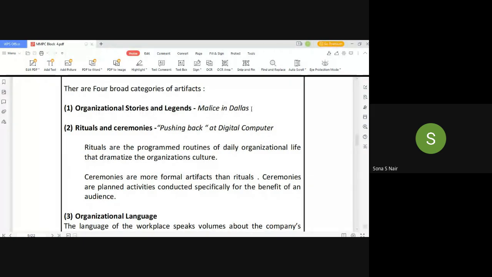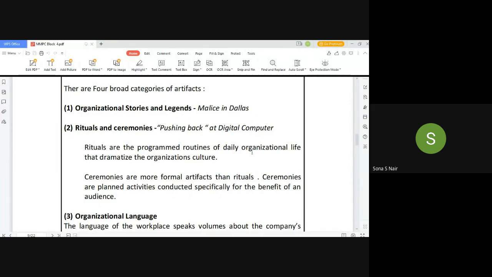Similarly, more formal rituals could be ceremonies, like award ceremonies, which are conducted for an audience. Rituals and ceremonies and events like this help the audience or people who are related understand the culture of that place. How they are designed, how they are conducted, it's all according to the culture of the place, right?